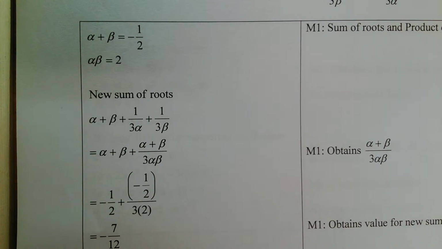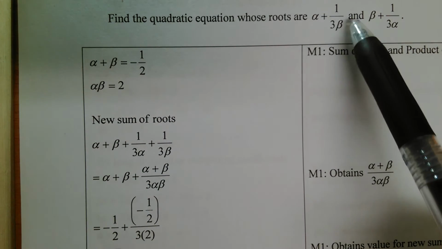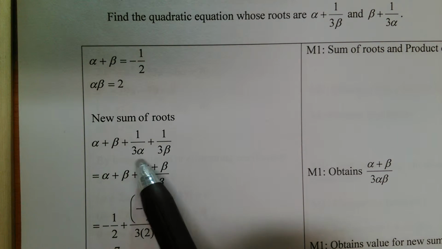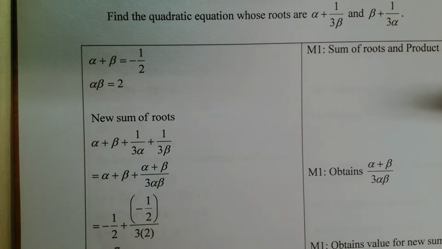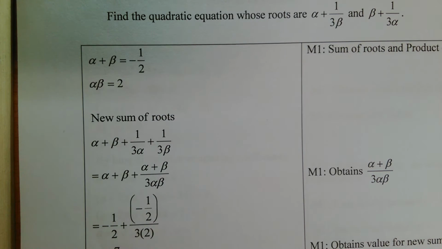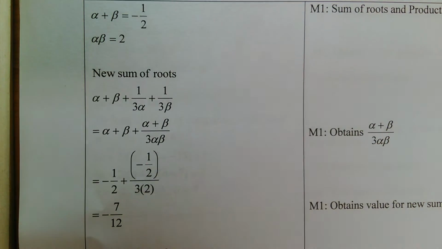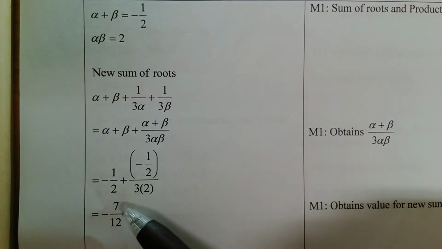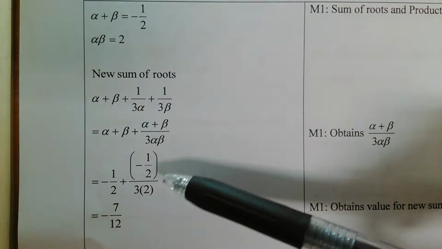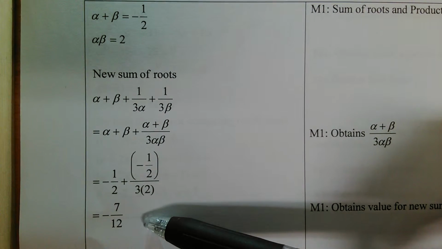So now the new sum of roots. As we know the sum of roots, we just add alpha plus 1 over 3 beta plus beta plus 1 over 3 alpha. Notice that these two terms can be combined. You create the lowest common denominator, which is 3 alpha beta. These two will combine to form alpha plus beta over 3 alpha beta. Then it becomes a simple exercise in putting in the correct values, where alpha plus beta is negative half as taken from above, and alpha beta itself is 2. If you just key everything into your calculator, you should get the new sum of roots as negative 7 over 12.